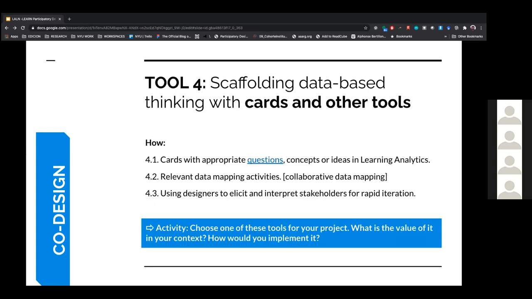So one example is cards that have appropriate questions, concepts, or ideas in learning analytics. Recently, and I put this in the bibliography, there's some really interesting work on something called the LA deck. That's just a deck of cards that have different concepts of learning analytics, and users put these cards together to create ideas.